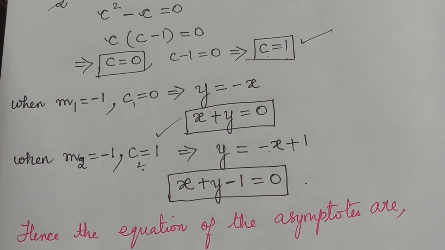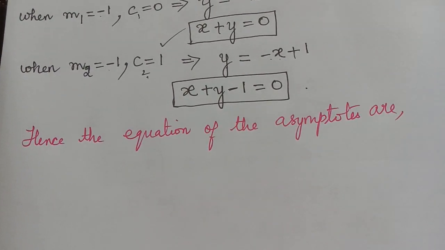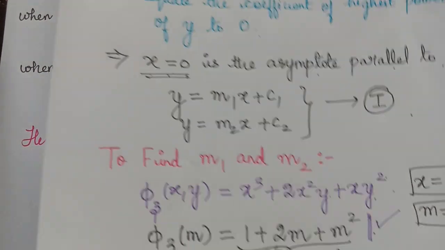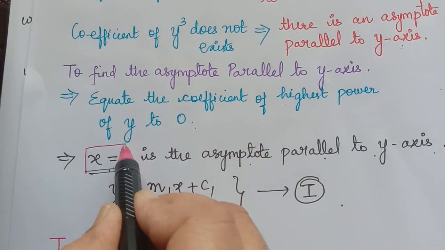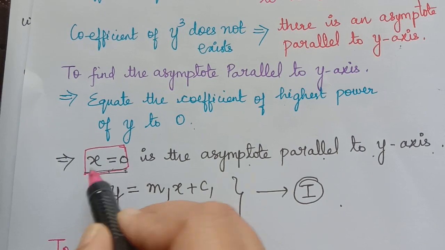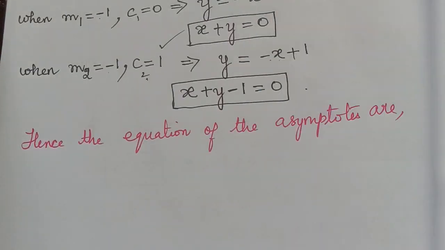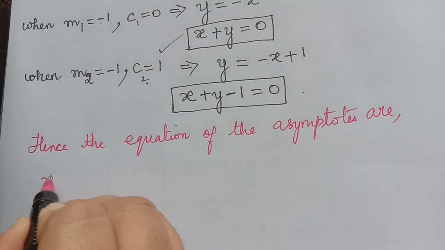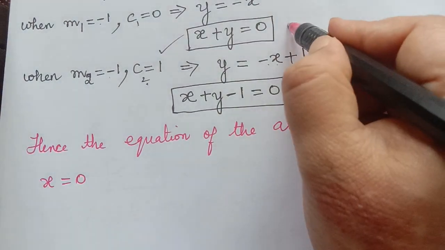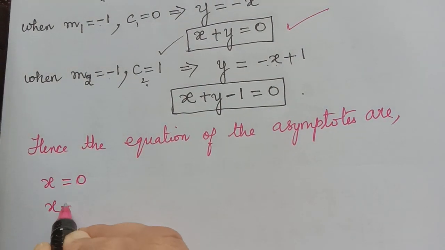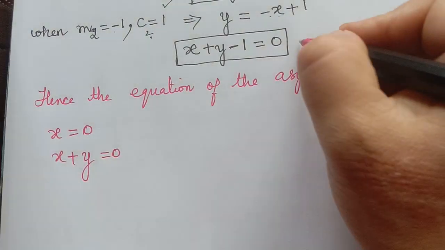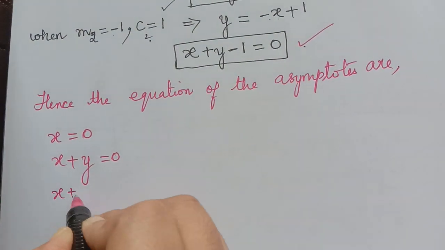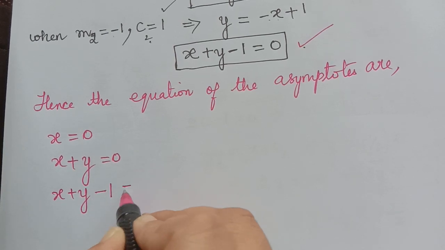So hence the equations of the asymptotes are, the first asymptote that we found was here, that is x equal to 0. So the equations of the asymptotes are x equal to 0, and the second asymptote is x plus y is equal to 0, and the third asymptote is x plus y minus 1 is equal to 0.